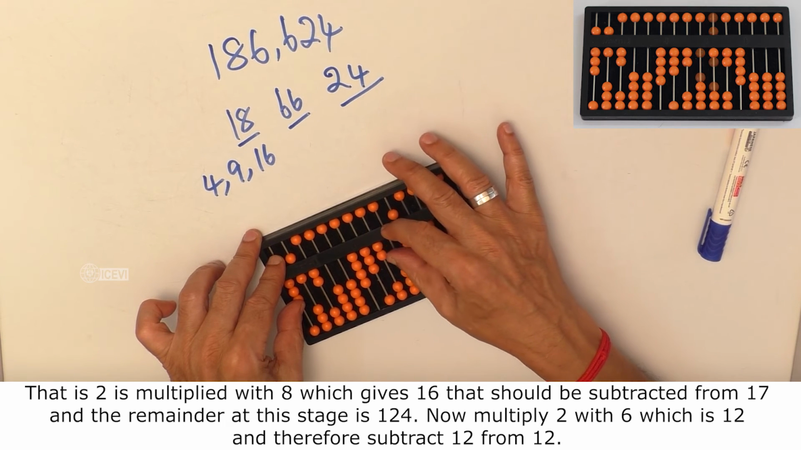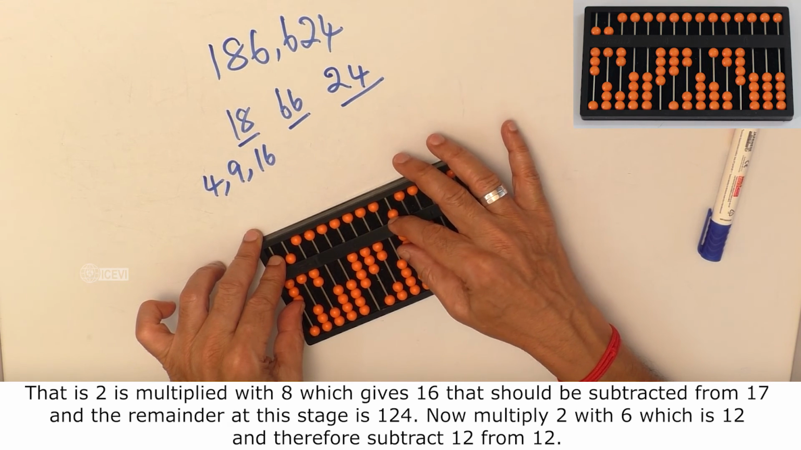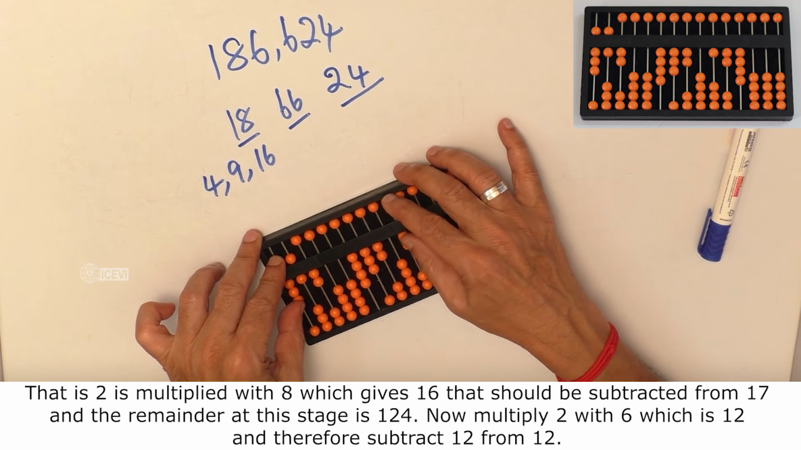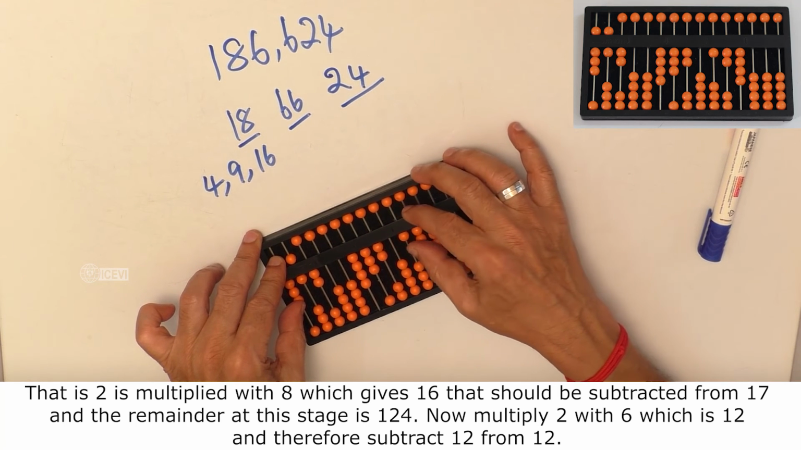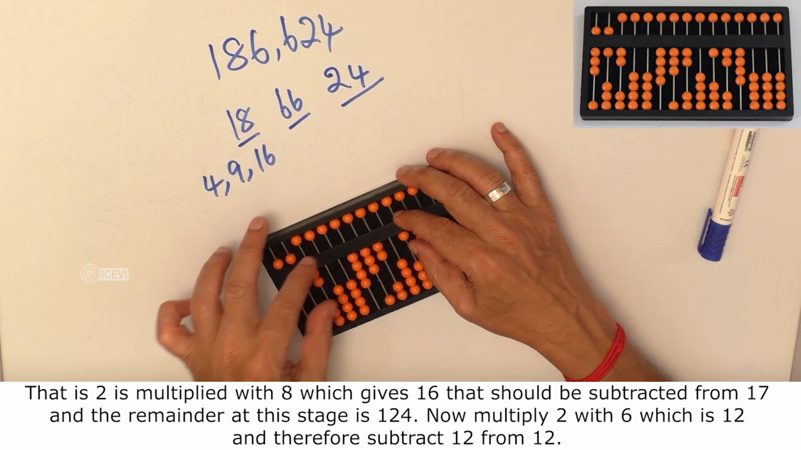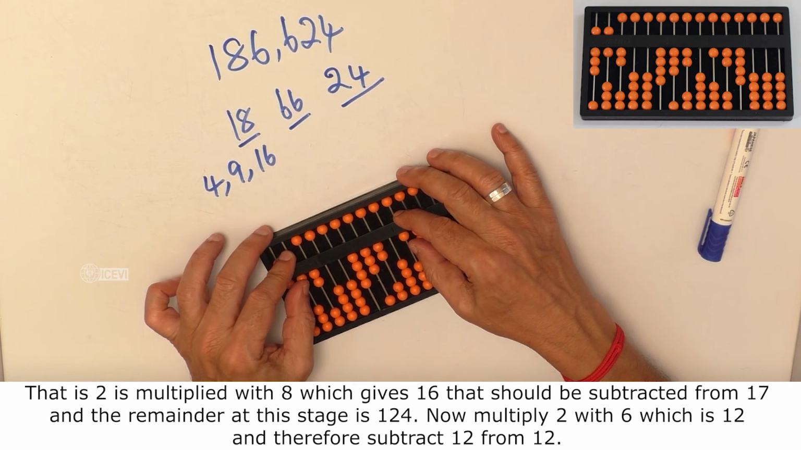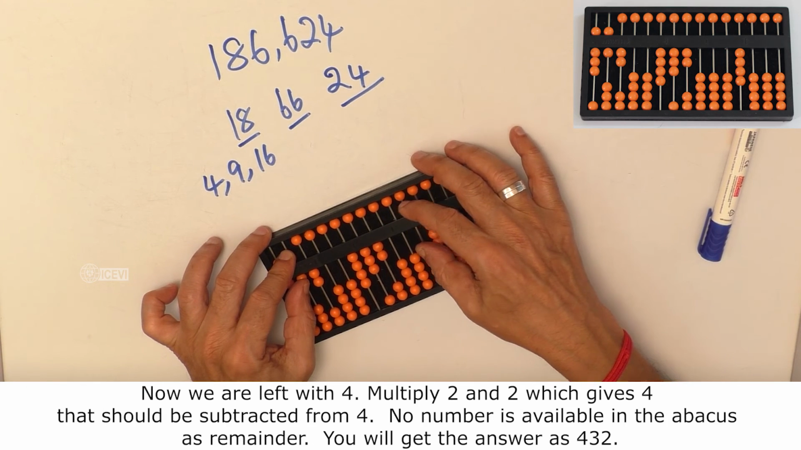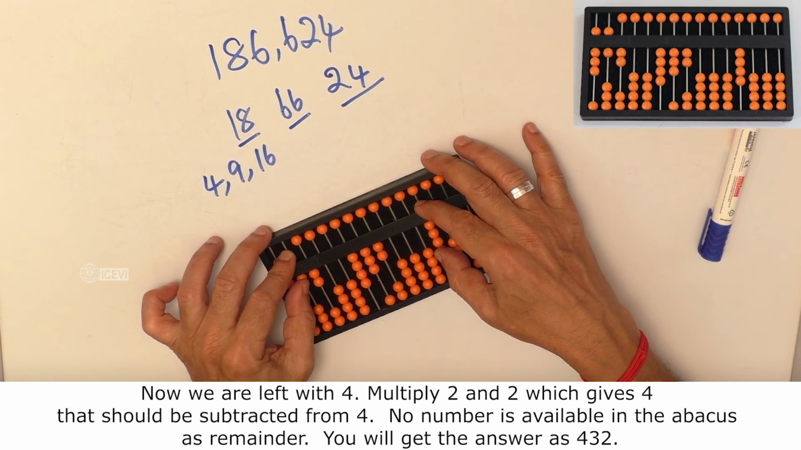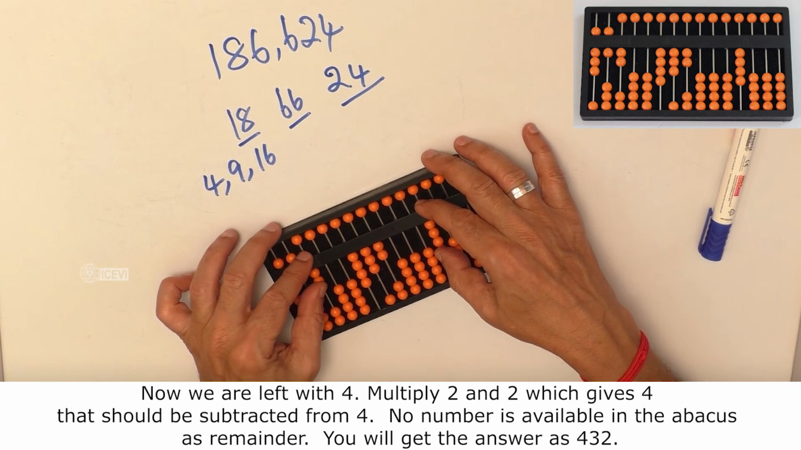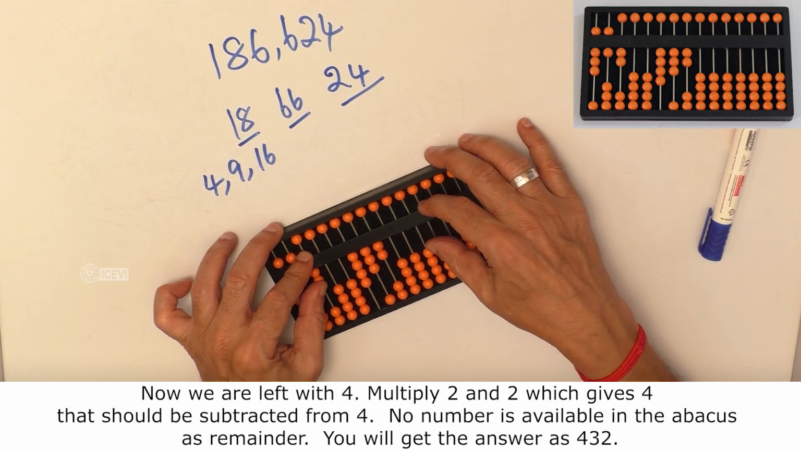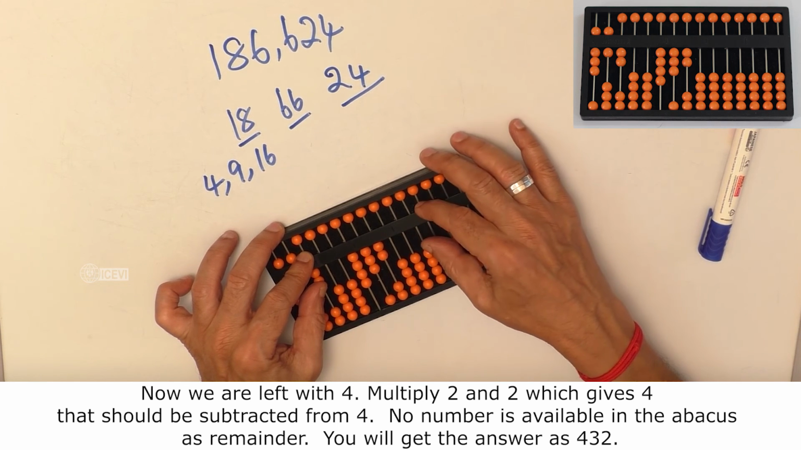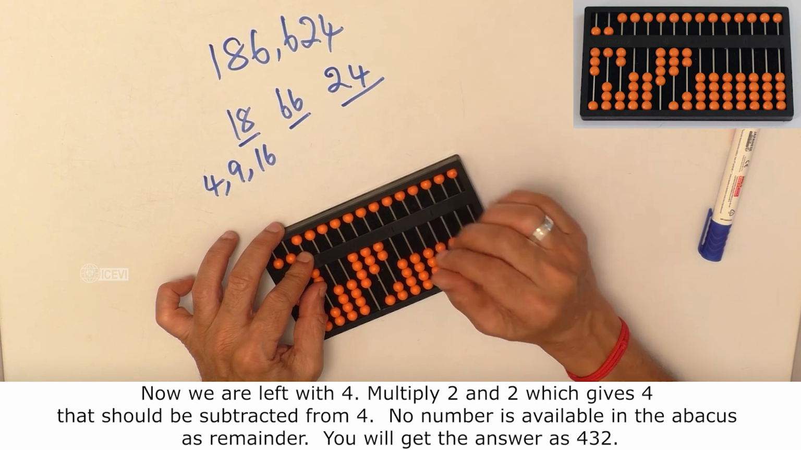That should be subtracted from 17, which gives the remainder as 124. Now multiply 2 with 6, which is 12, and therefore subtract 12 from 12. Now we are left with 4. Now multiply 2 with 2, which gives 4, and that should be subtracted from the remaining 4. No number is available in the abacus as a remainder.